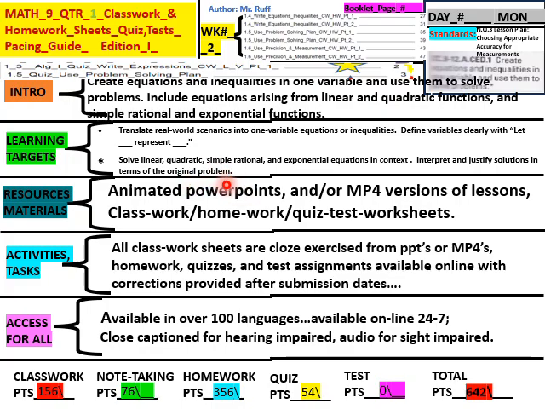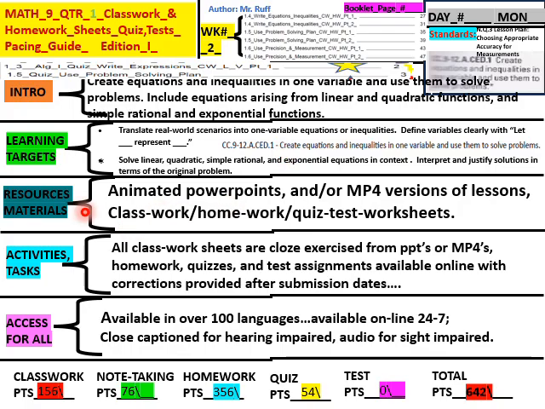Here we are in Algebra 1 and Math 9. And then here is our Common Core 9 through 12, A.CED.1, create equations and inequalities in one variable, and then use them to solve problems. So that's our overarching Common Core standard there.